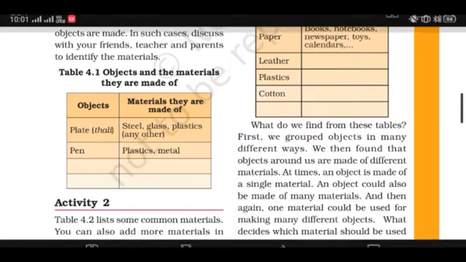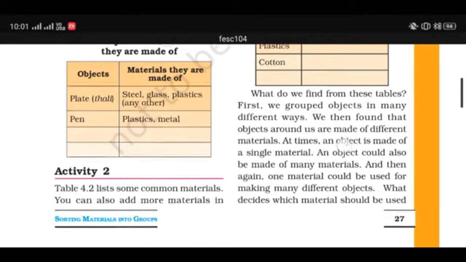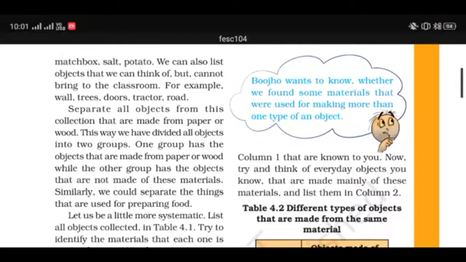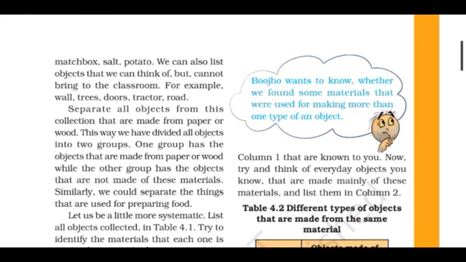Then activity 2, list some common materials. You can also add more materials in column 1 that are known to you. Now try and think of everyday objects that are made mainly of these materials, and list them in column 2. So you want to know what Bojo wants to know. Bojo wants to know whether we found some materials that were used for making more than one type of object. So that is what I explained very clearly. The material which is used for making more than one type of object.